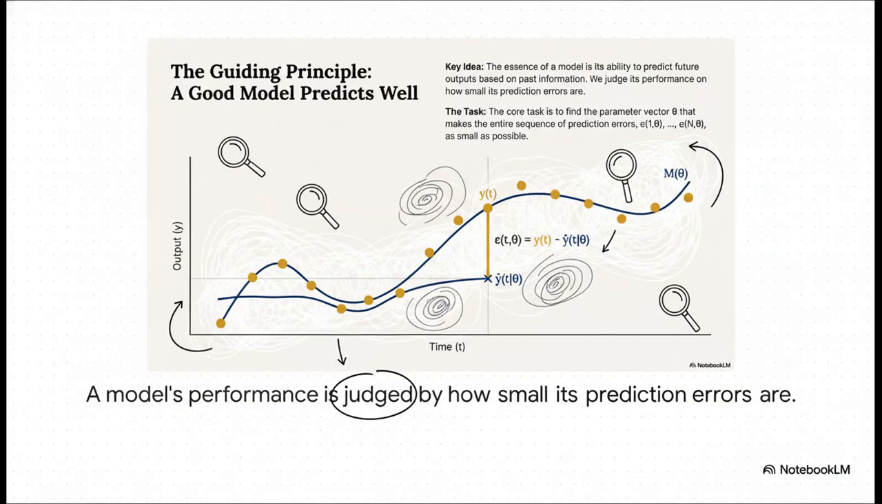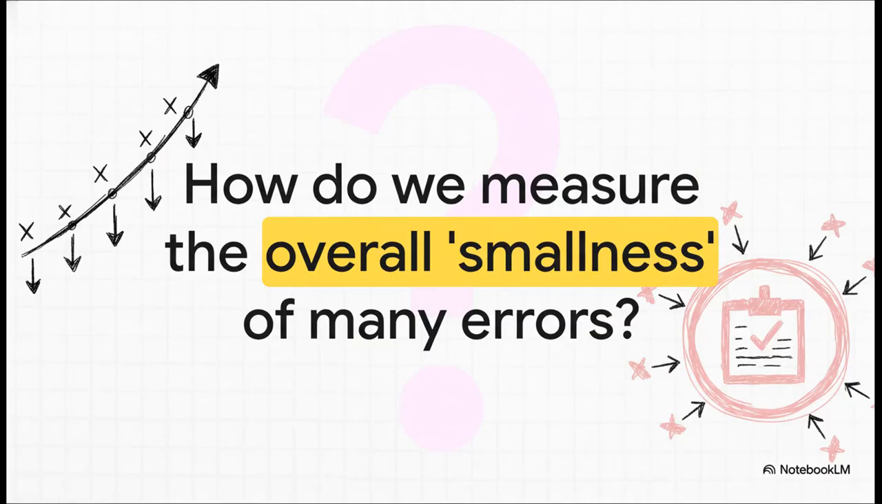And this slide makes that principle concrete. You see, a good model isn't just about fitting the data we already have. Its real job is to predict what's coming next. On this graph, the orange dots, y of t, are the real measurements. The blue line, which we call y-hat of t, that's our model's best guess. And that little gap between them, that vertical yellow line labeled epsilon, that's the prediction error. Our entire mission, the whole point of this, is to find the model that makes that whole sequence of errors as tiny as possible.